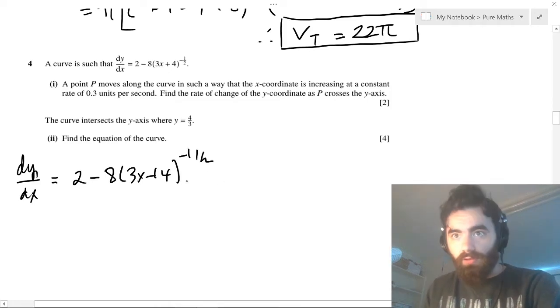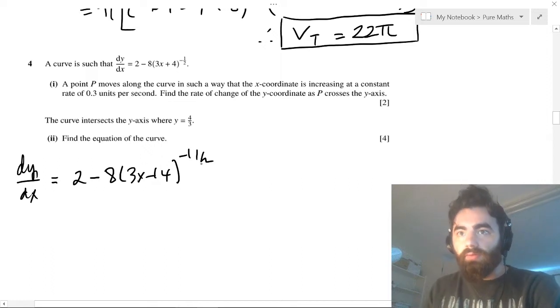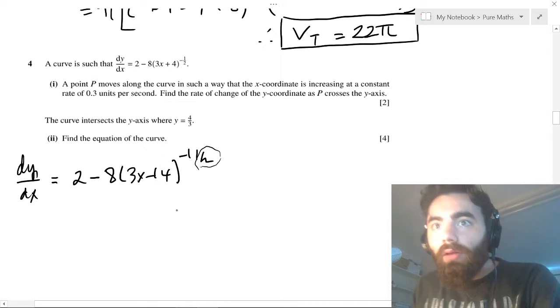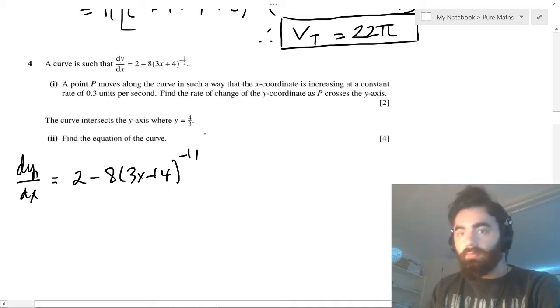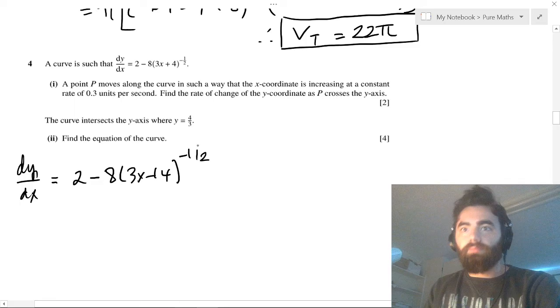Look at that. Can we just appreciate that 2? This was meant to be a 2. Like, what is that? Honestly. 2.